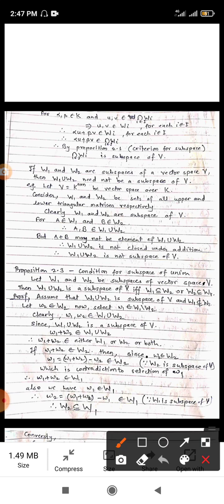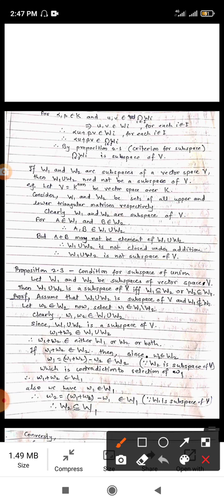So we see criterion 2.3, or Proposition 2.3, the condition for a union to be a subspace. Let W1 and W2 be subspaces of vector space V. Then W1 union W2 is a subspace if and only if either W1 contains W2 or W2 contains W1. So remember that condition: the union of two subspaces is again a subspace if one of them contains the other. So let us see the proof.